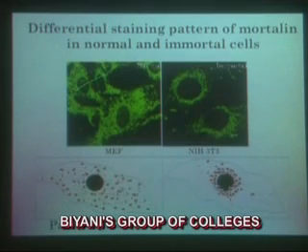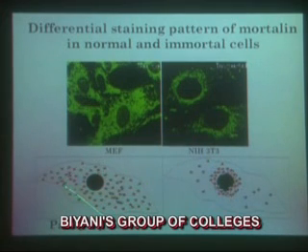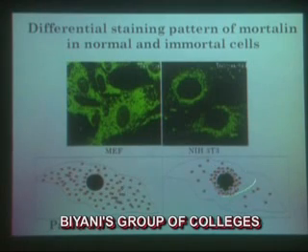Now, if you look at the cells, this is a normal mouse cell, and this is the nucleus, the black one here, and this is the cytoplasm, and this is a mouse cancer cell. If we study the mortalin protein, we find that in normal cells mortalin is all around the cytoplasm, but in cancer cells it is around the nucleus. You can see from this cartoon, mortalin is all around the cell in normal cells, and in cancer cells it is around the nucleus, also called perinuclear.